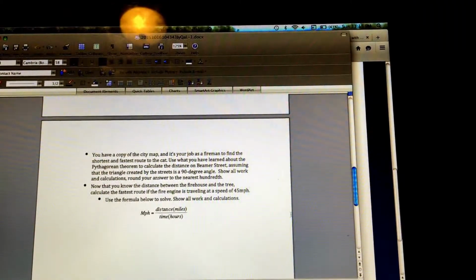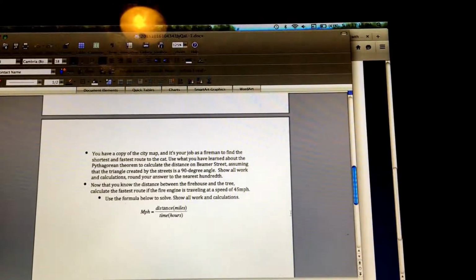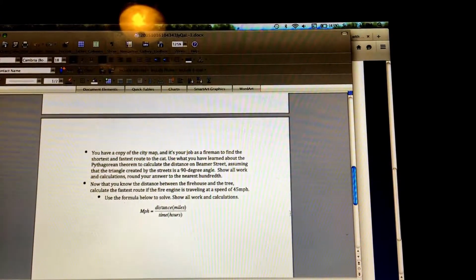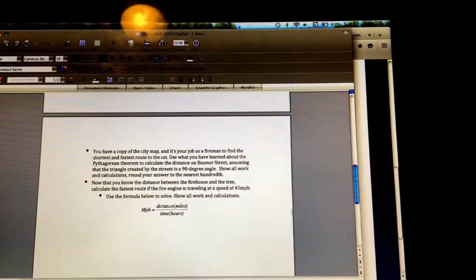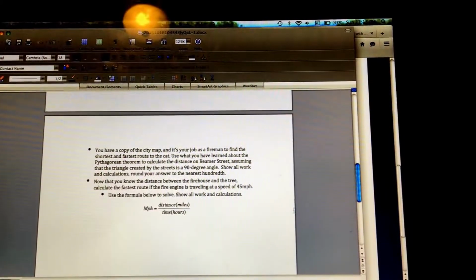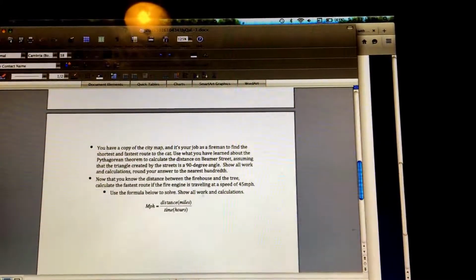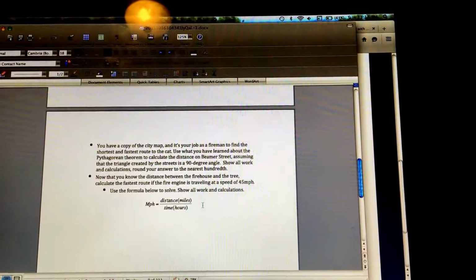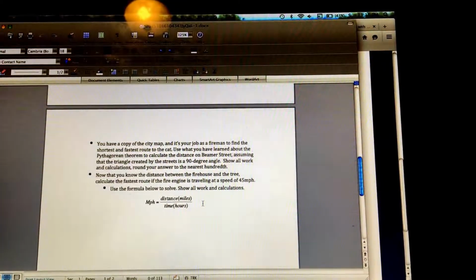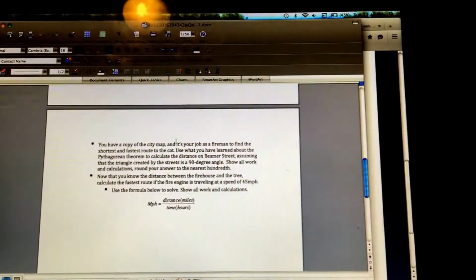Also, once you figure out the distance and you learn that the fire engine is traveling at a speed of 45 miles an hour, with the formula provided, you need to determine what is the fastest route.